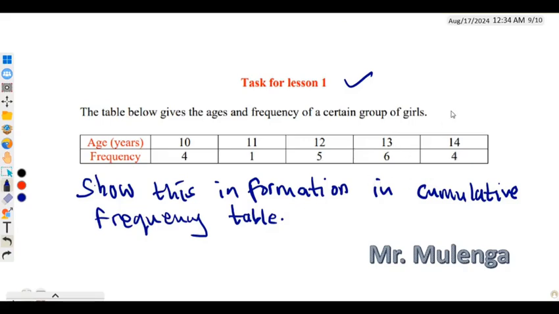So remember, you need to look out for the second lesson, or lesson 2, where we can now look at how we can find the cumulative frequency curves.